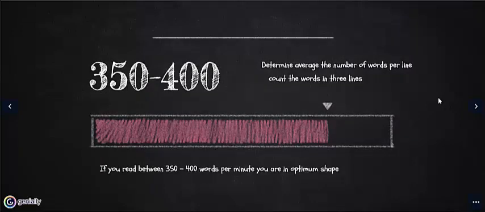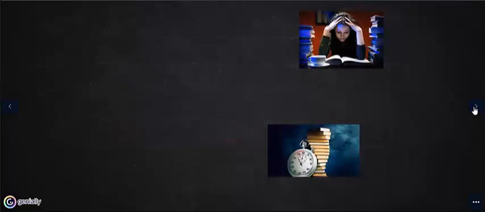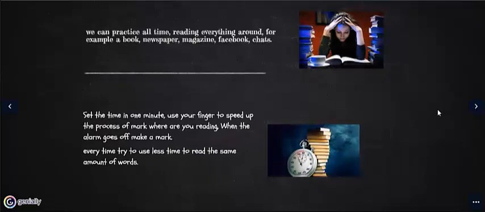How does this strategy work? Simple. Determine the number of words per line that we can read. If we read between 350 to 400 words per minute, we are in an optimum shape. We can practice all the time, reading everything around us, for example a book, newspaper, magazine, Facebook, chats, many things.